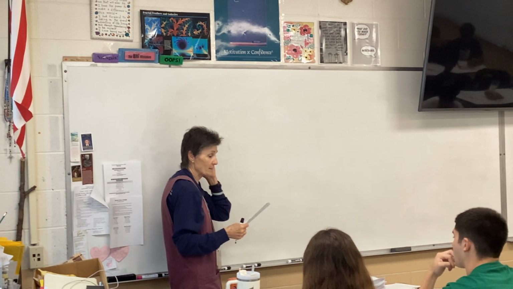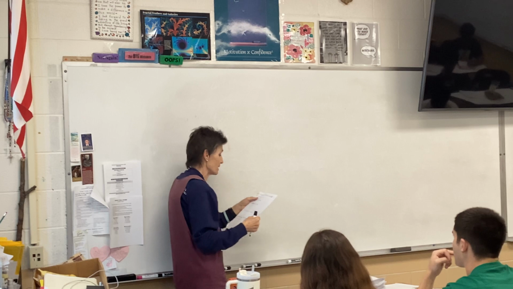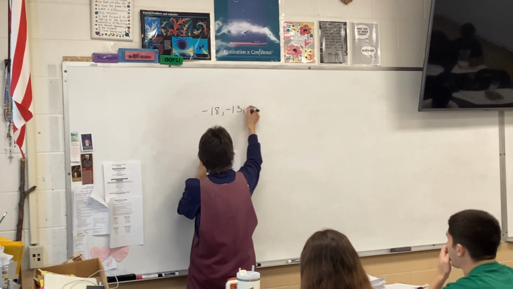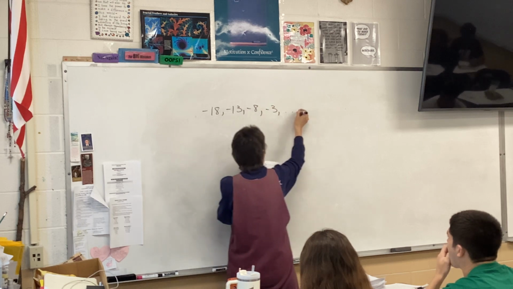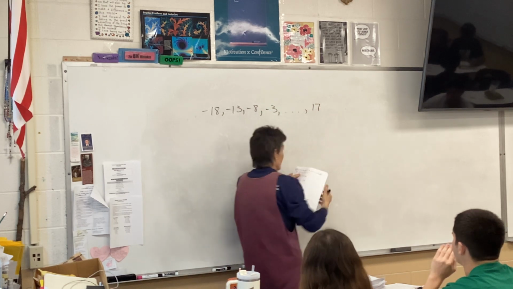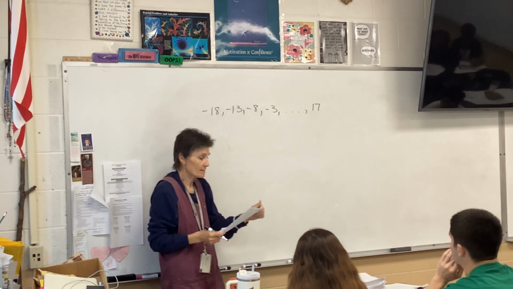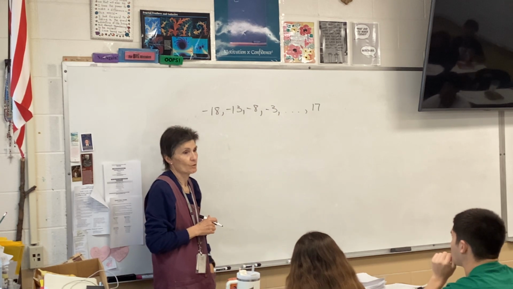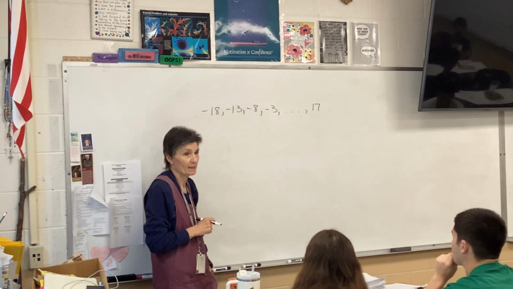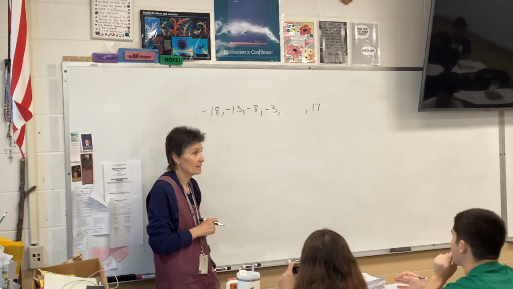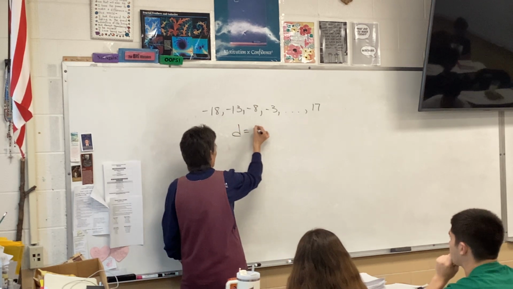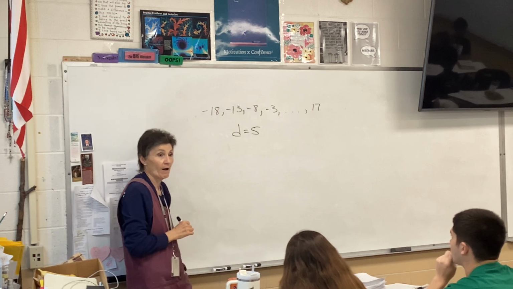Here we go. Find the sum of the following series. So, look at the sequence of numbers. Would you say this set of numbers is arithmetic or geometric? Arithmetic. Why is it arithmetic? We're adding 5. So this is arithmetic, and the common difference is 5.